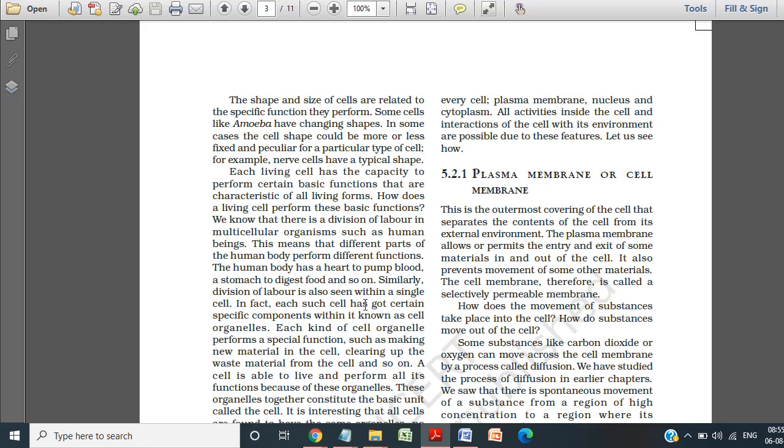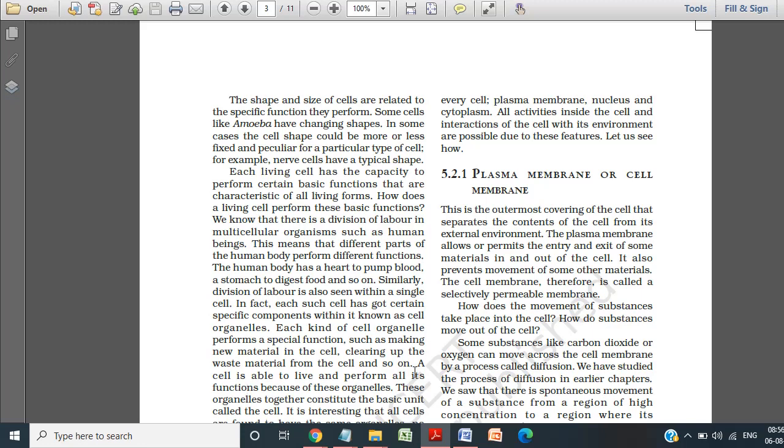In fact, each such cell has certain specific components within it known as cell organelles. Each kind of cell organelle performs specific functions such as making new material in the cell, clearing up the waste material from the cell, and so on. Like we discussed, a human body has different organs to perform different functions. In a similar way, a cell has different cell organelles to perform different functions.